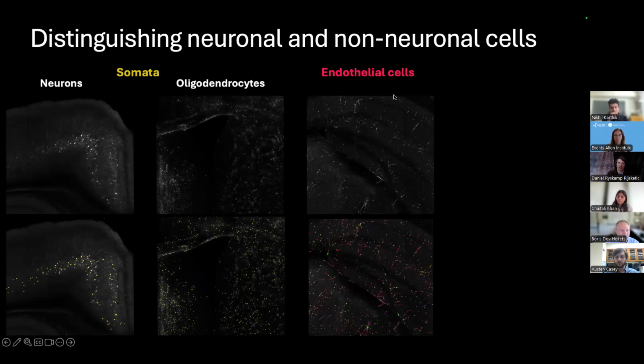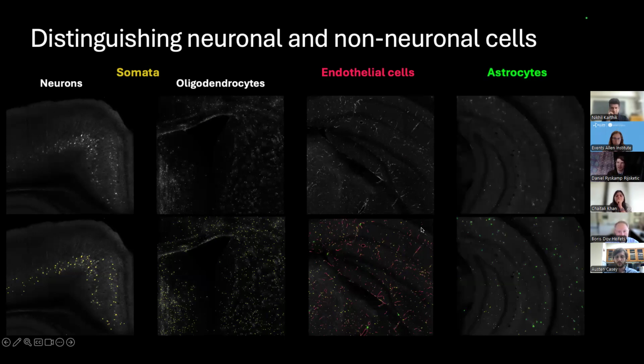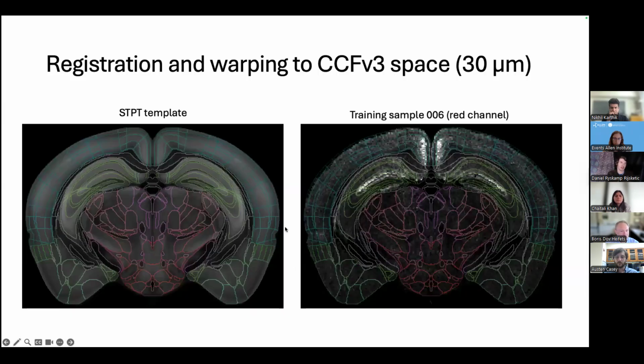For endothelial cells, we could segment those as well. And if the majority of voxels segmented were endothelial cells, then we assumed that those samples were primarily endothelial. The same thing is true for astrocytes. Then we needed to warp those segmentations into atlas space. For this, we took the autofluorescence channel, or whichever channel had less fluorescent signal, and we registered that with a serial two-photon template, and then we could warp the samples into atlas space.